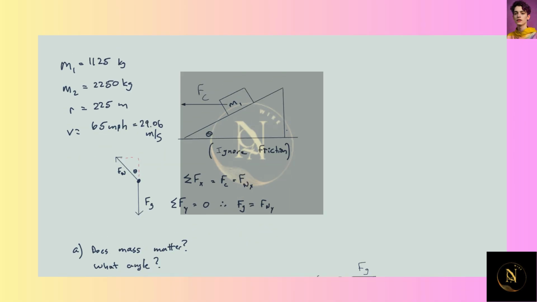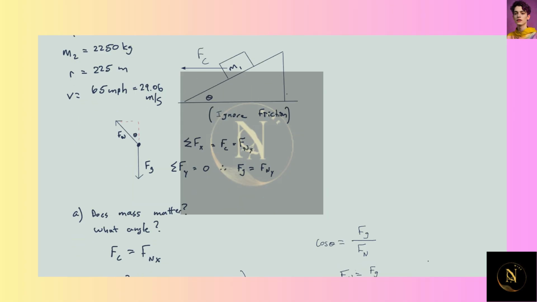So the first two questions in part A is, does mass matter and what angle are we at? So the first step is recognizing that the centripetal force is equal to the X component of the normal force. That's what's maintaining the vehicle's circular motion. We're ignoring friction, so we're making our angle as if there was no force of friction here at all. So even on the most icy conditions with bald tires, this vehicle, if it's going 65 miles per hour, will make it around the curve.